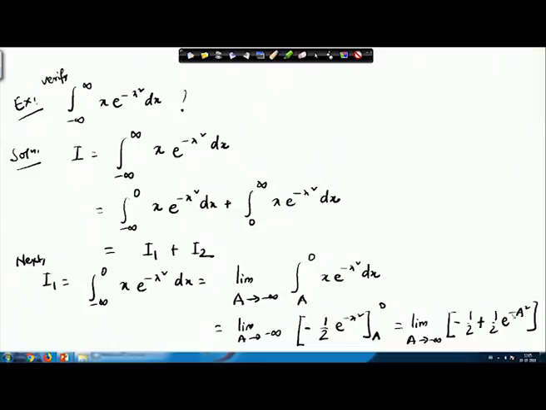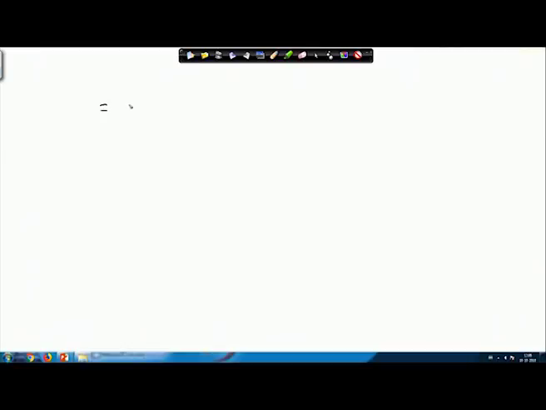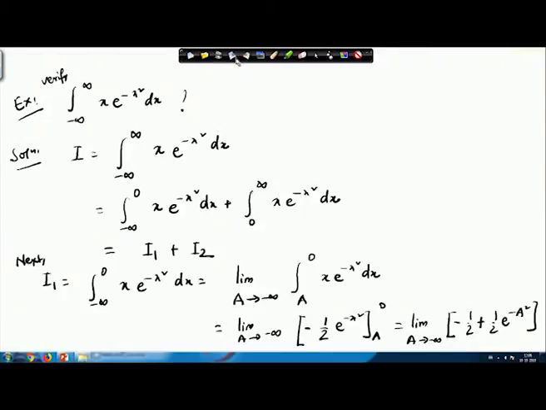Now, when a goes to minus infinity, a square goes to infinity, so e to the power minus a square goes to 0. So, ultimately the value will be minus half.